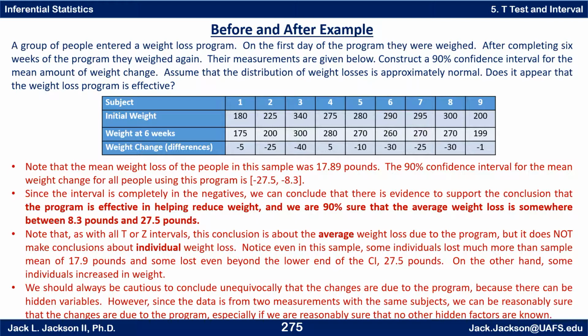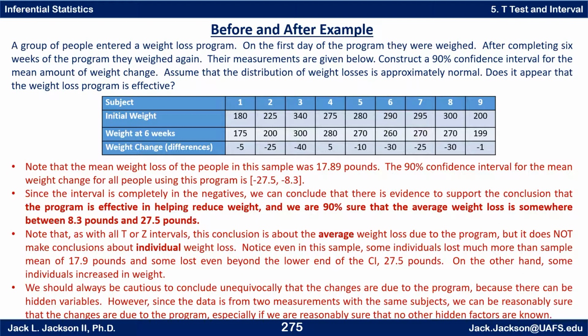Note that as with all T or Z intervals, this conclusion is about the average weight loss through the program, but it does not make conclusions about individual weight losses. Notice even in this sample, some individuals lost much more than the sample mean of 17.9 pounds, and some lost even beyond the lower end of the confidence interval, more than 27.5 pounds. On the other hand, some individuals, even one guy or gal, actually increased in weight.